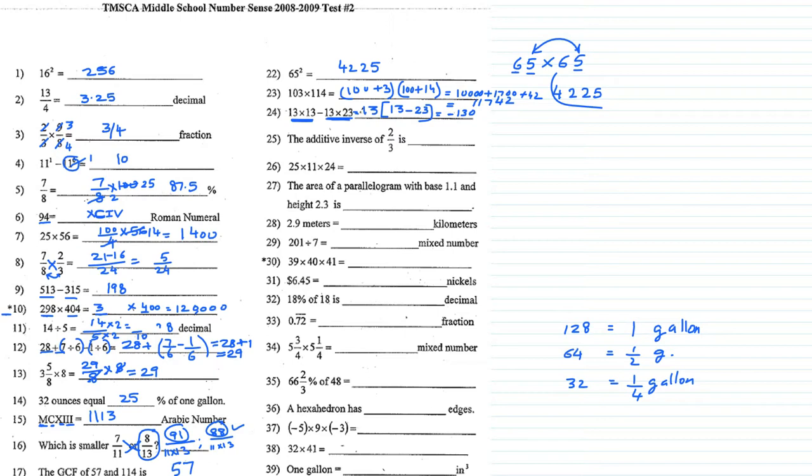Question 25, the additive inverse of 2/3. So the additive inverse of a number is a number when we add it to the original number, the answer should be 0. So the additive inverse will be minus 2/3.